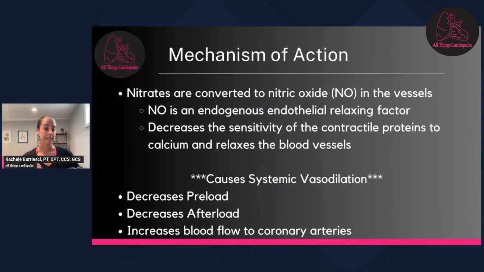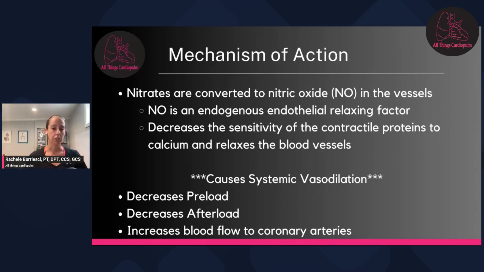The way that nitro in itself works is that nitrates are converted to nitric oxide in the vessels, and nitric oxide is a potent vasodilator. So nitric oxide is known as an endogenous endothelial relaxing factor, and it decreases the sensitivity of the contractile proteins to calcium. And we know calcium causes contraction. So it decreases the sensitivity to allow relaxation of the blood vessels.